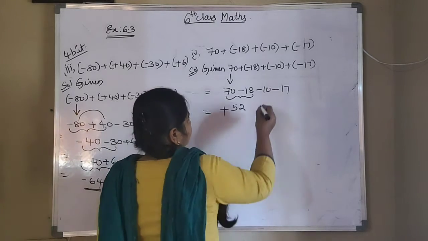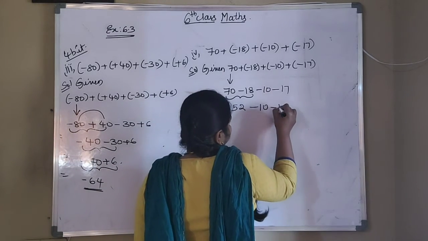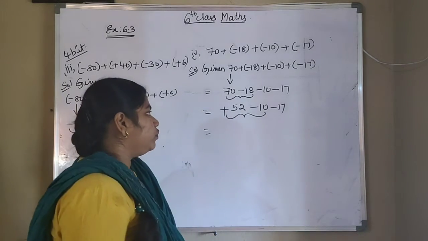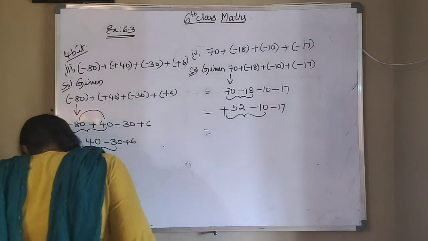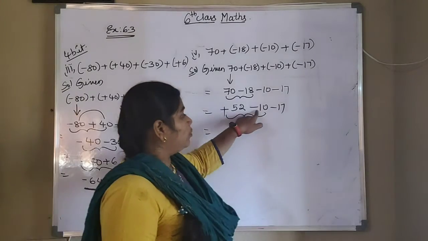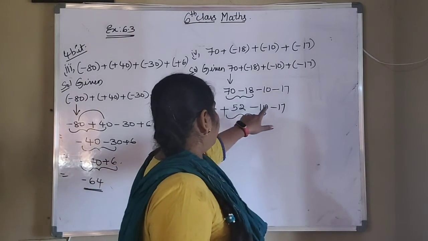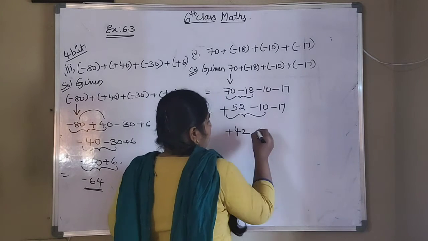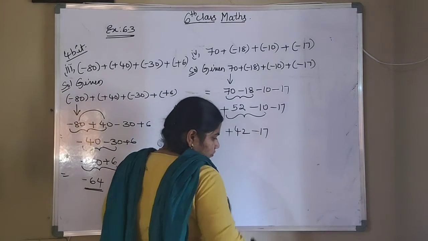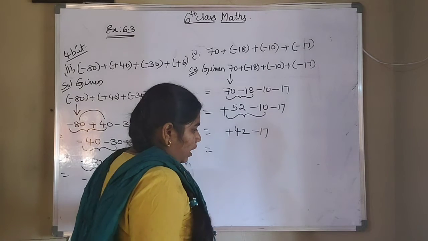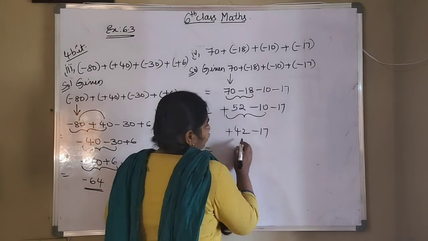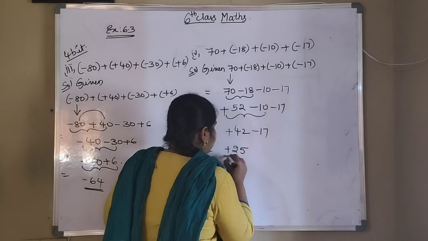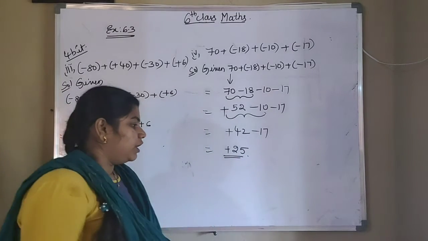Okay. Next, bring this minus 10 and minus 17 down. First two numbers you solve now. 52 minus 10. Plus into minus is minus. So 52 minus 10 will be 42. Bigger number sign is plus. Now minus 17 here. So that will be how much here? 42 minus 17 will be equals to 25 and the bigger number sign is plus. So the answer is plus 25.